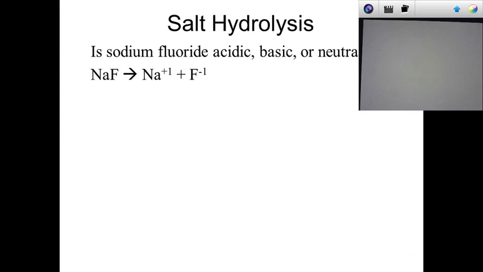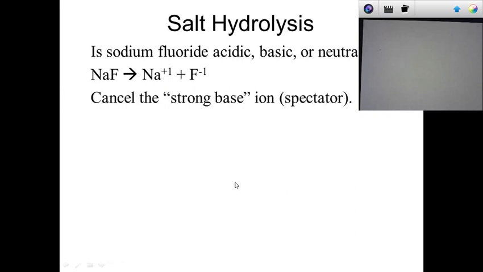What that means then is that when we imagine the salt dissolving in water, we can picture that the sodium and the fluoride would separate in water, but sodium is from the strong base. That makes it a spectator ion. We're going to cancel it out. And when we cancel it out, we're left with just the fluoride. Remember, fluoride is a conjugate base of the acid HF. So we're going to treat it like a base. We can call it a basic salt or we can call it a conjugate base.